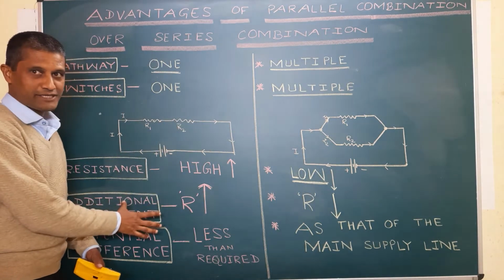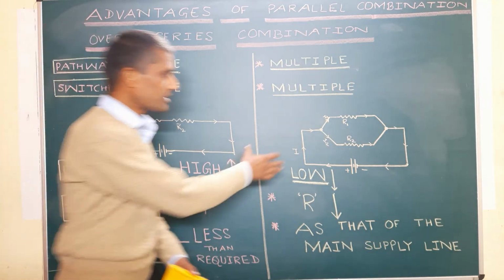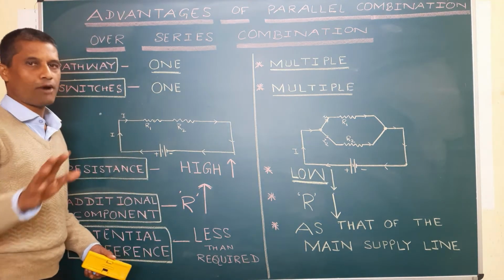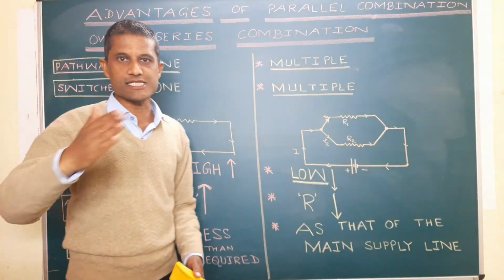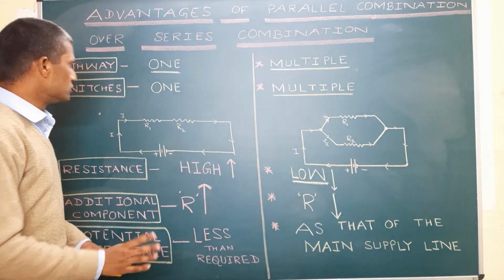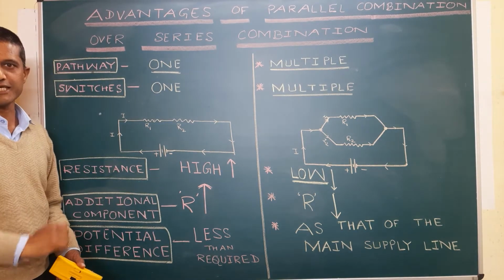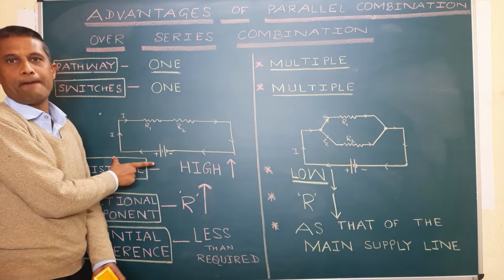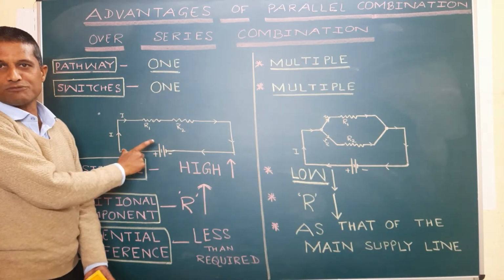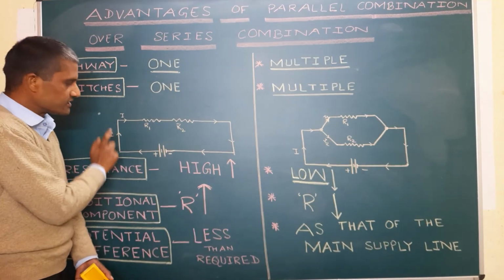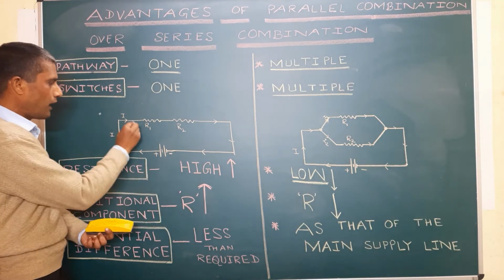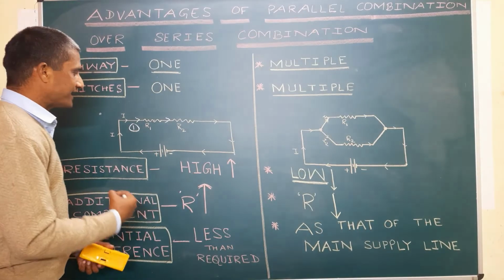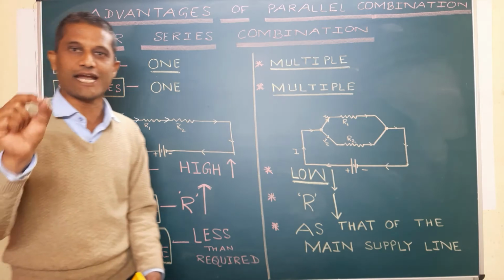Remember, these are the disadvantages meant for series combination, and these are the advantages meant for parallel combination. Only 5 points you have to keep in mind, and then you can easily expand them. So let us start with the first point here, pathway, that is the way for the current to flow through. In series combination, as you are well familiar with the circuit diagram, current has got only one pathway to flow through, and that makes a sense as far as the disadvantage is concerned.